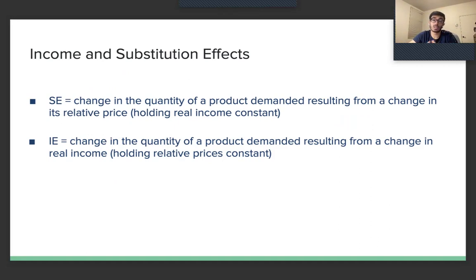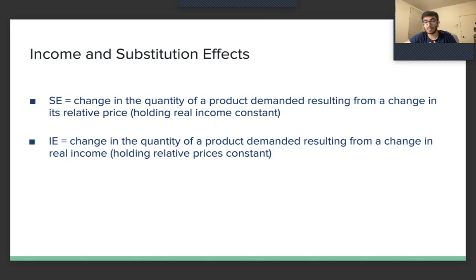The substitution effect is basically the change in the quantity demanded that results from a change in relative price. By relative price, I mean the price compared to the prices of substitutes and complementary goods. So just substitute goods in this case. That's why it's called the substitution effect.